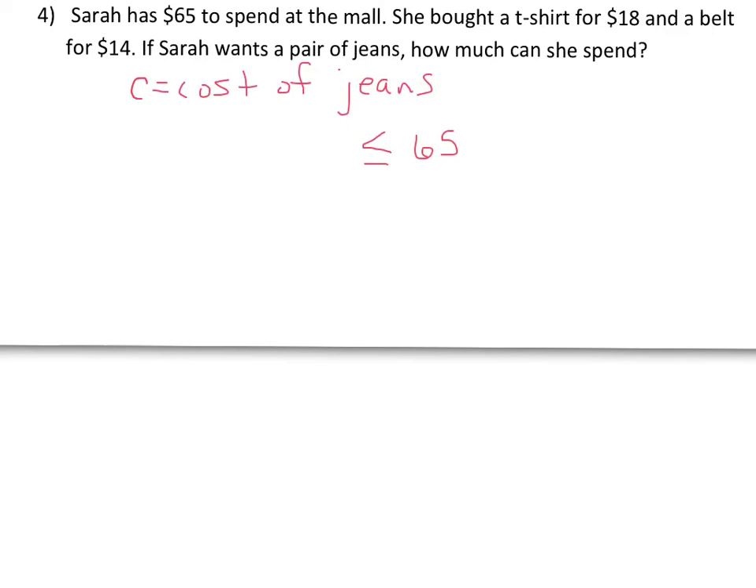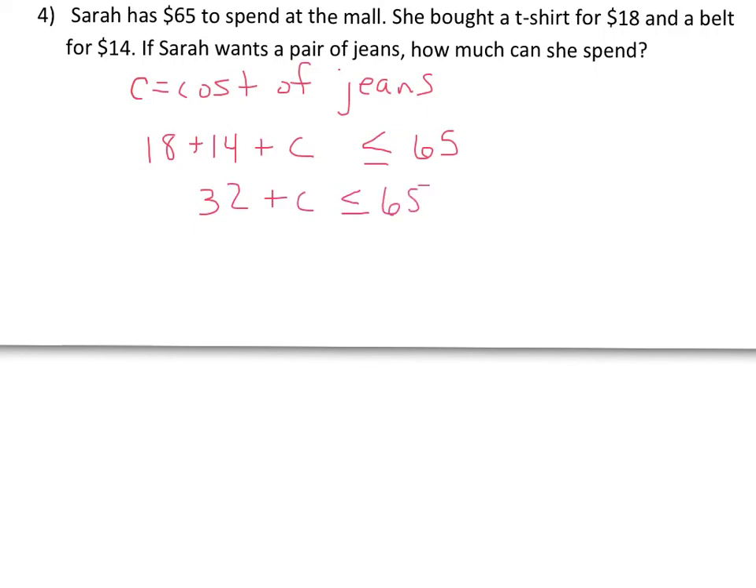Now, on the other side, I'm going to kind of look here, and she's going to spend $18 on the t-shirt, $14 for the belt, and then C dollars for the jeans. All right, so now we're going to go ahead and solve our inequality. I'm going to go ahead and combine like terms by putting the 18 and the 14 together. So I have 32 plus C is less than or equal to 65.